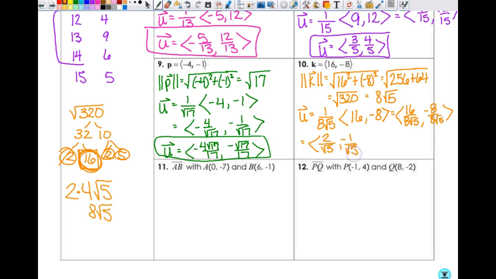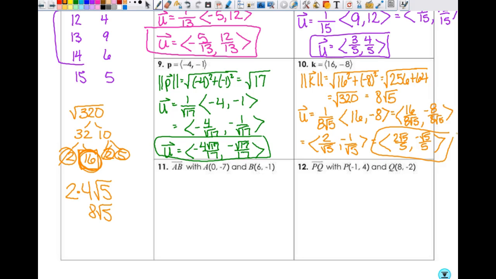Everybody understand how to reduce those things out? Okay. And then in the end, you get 2 square root of 5 over 5, and then negative square root of 5 over 5. If you wanted to save it till the end, that's fine. But I always like to get it down as simple as I can, as quick as I can. But there's your answer. Okay, we good on that? Good with that. All right.